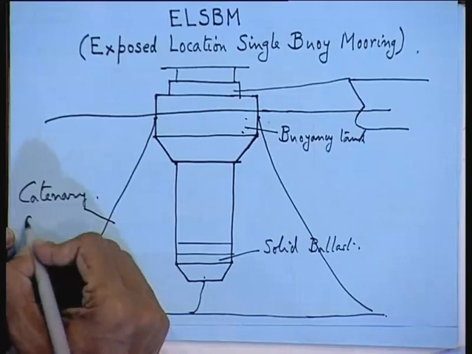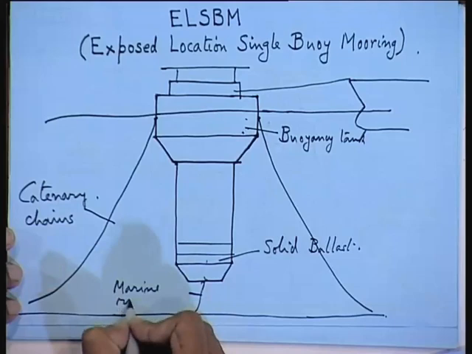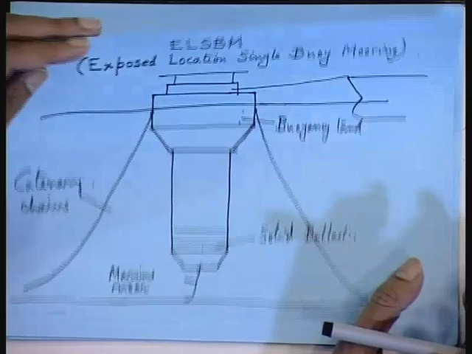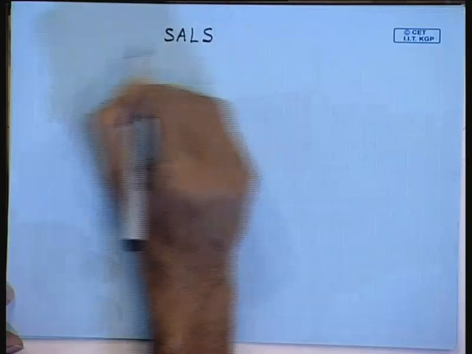So, your marine riser goes inside. More motions than your spar, but larger deck area support. So, this is called an ELS beam. The other one is called SALS. This is a single anchor leg system.